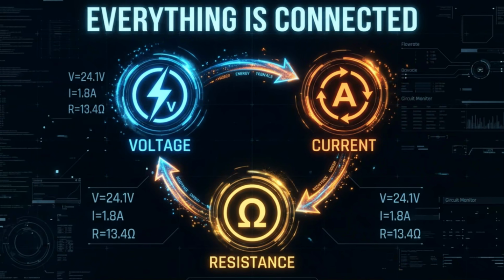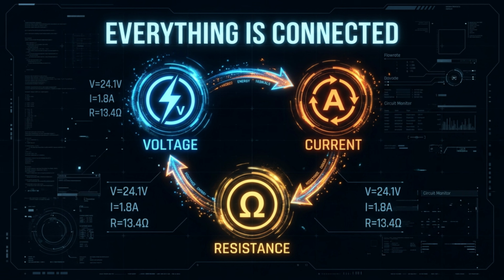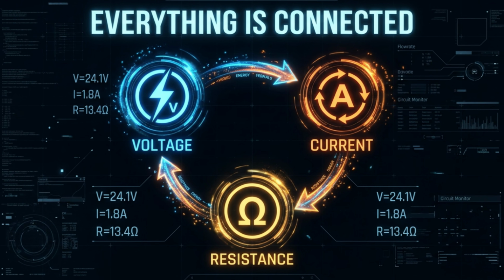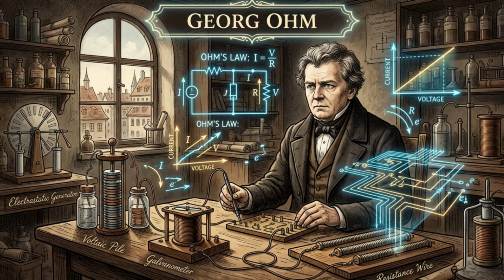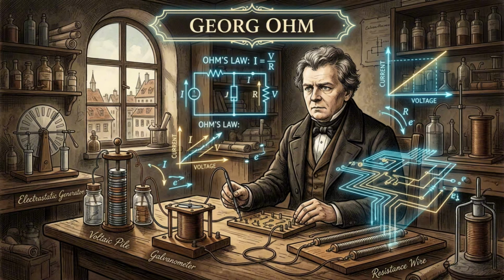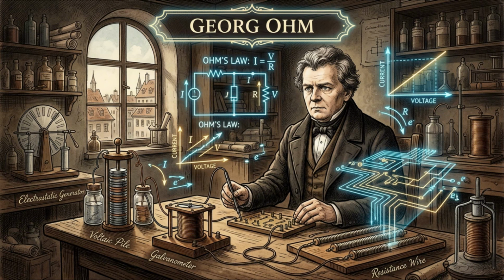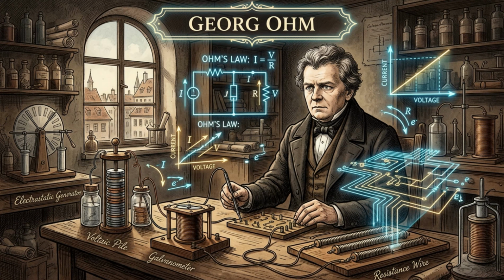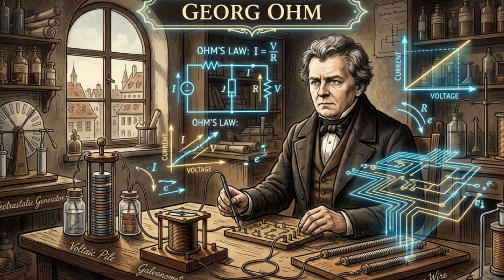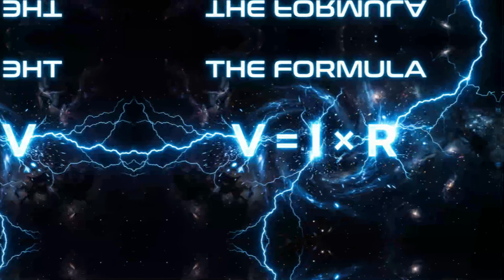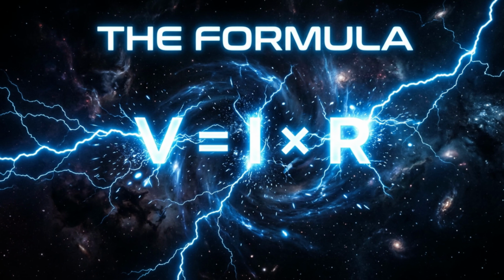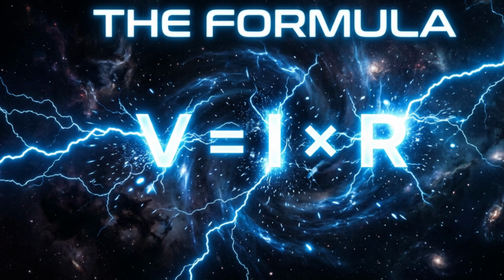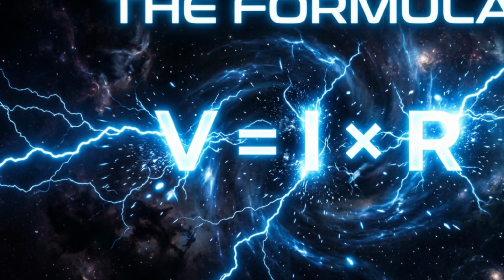Now let's combine everything. Voltage pushes, current flows. Resistance fights against that flow. These three quantities are always connected. This relationship was discovered by German physicist Georg Ohm in the early 1800s. His work completely changed electrical science. Today, every electrician learns Ohm's law before working on electrical systems. So, how exactly do these three quantities work together? That's where the famous equation comes in. And don't worry. It's much easier than it looks.